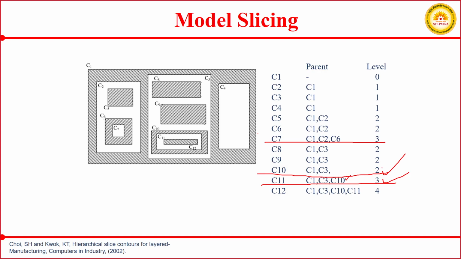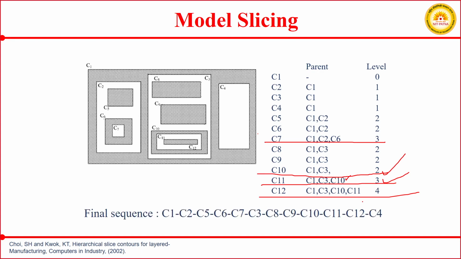Okay, and C10 is having level number 2, so it is level 3, right? Then it is C12, how parent? Parents of C12 are C1, C3, C10, C12. Okay, so by hierarchy sorting, or by parents or relationship, we are able to identify the final sequence, or how we are writing this final sequence.